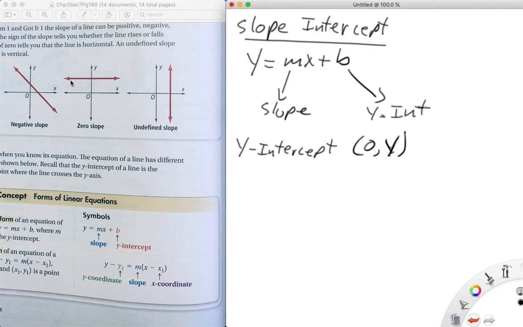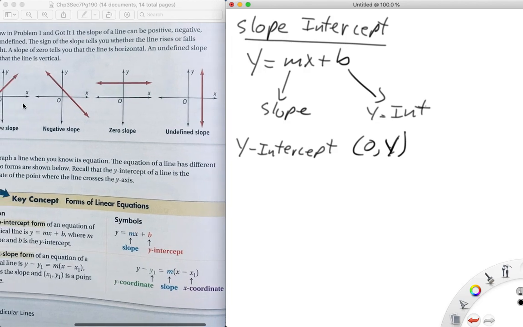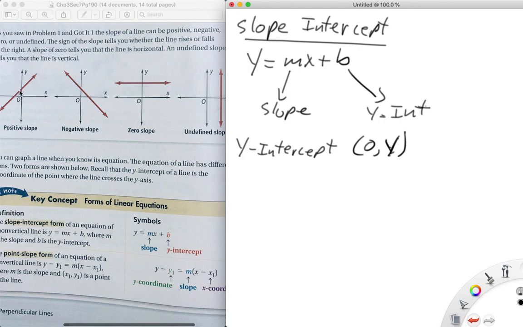So if we look at these examples here, right here would be the y-intercept, right here would be the y-intercept, and right here would be the y-intercept. So y when x is 0, where it crosses the y-axis, is the y-intercept.